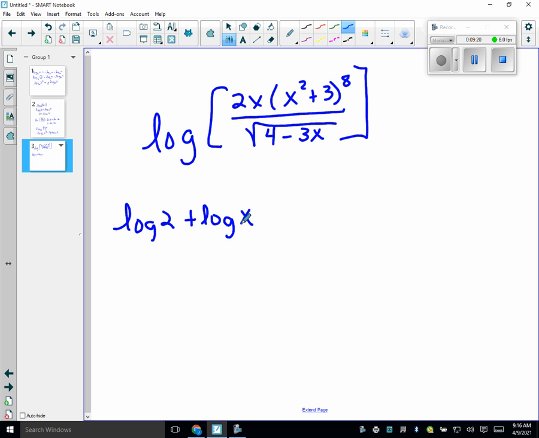You with me so far? Yes. Plus 8 log of x squared plus 3. Yes, because the x squared plus 3 is just kind of one term, because the whole thing is raised to a power. Then it would all be minus. Minus what? So that would be 1/2 log of 4 minus 3x.